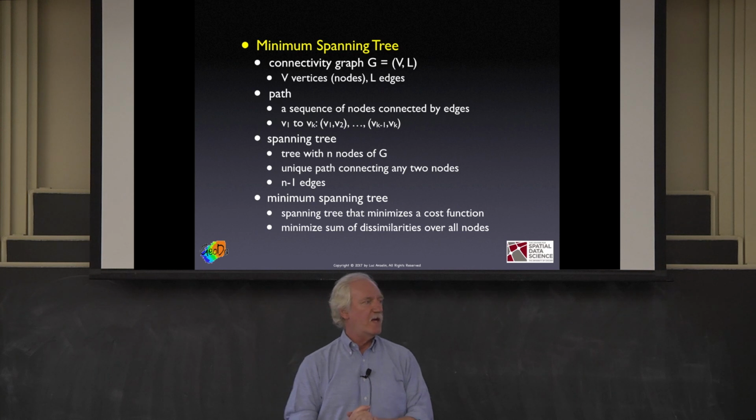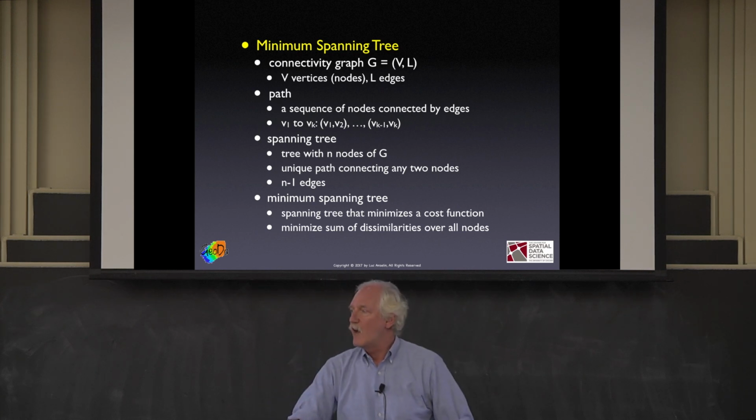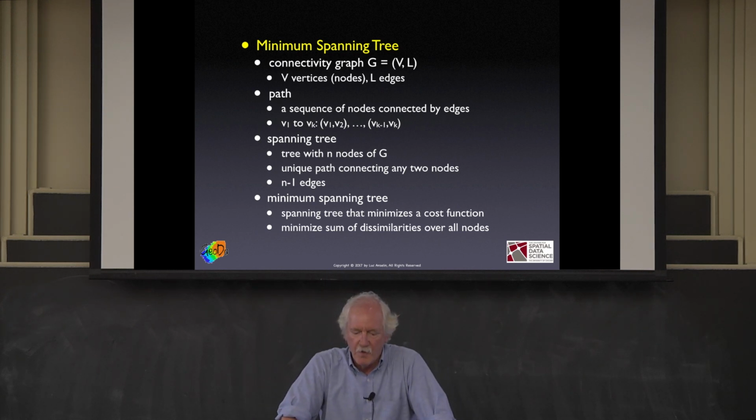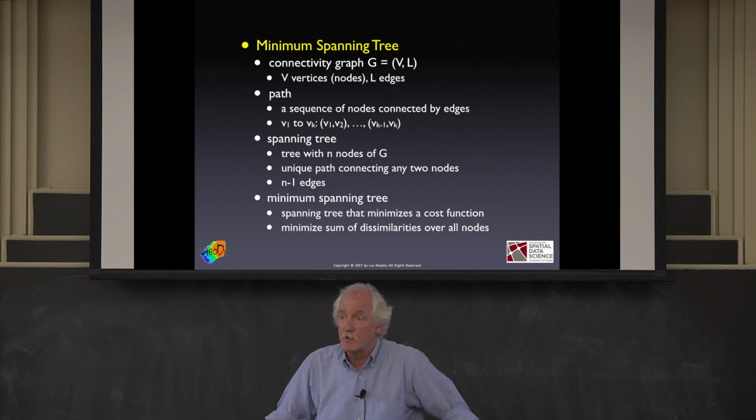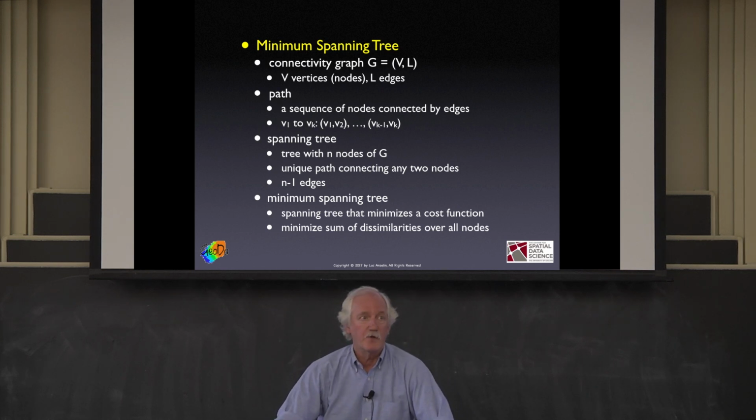So formally, we have a graph. A graph is basically a collection of vertices or nodes and edges or links. A path is just a sequence of edges, V1 to V2, V2 to V3, and so on. A spanning tree is any tree that has this unique path, but then the minimum spanning tree is where we throw in a cost function, and in this case the cost function has to do with the dissimilarities.